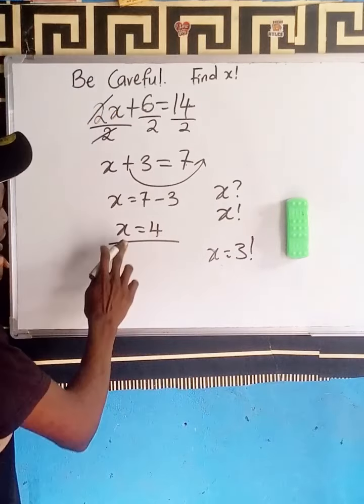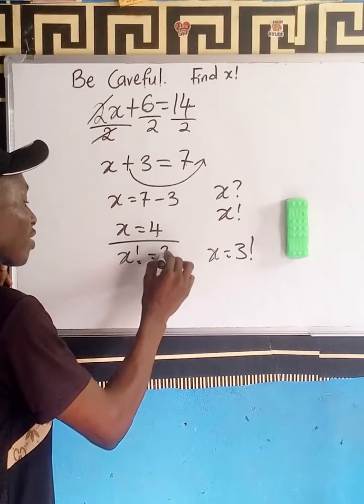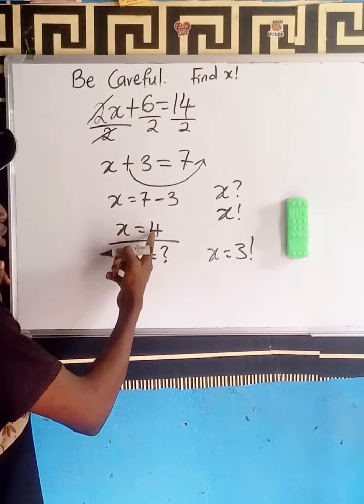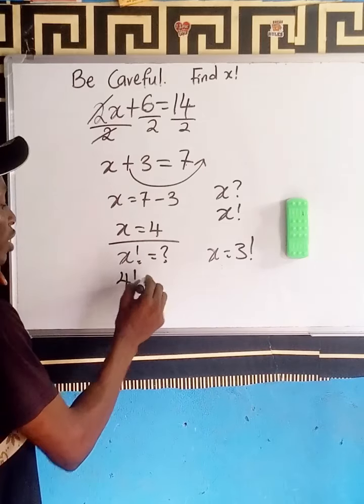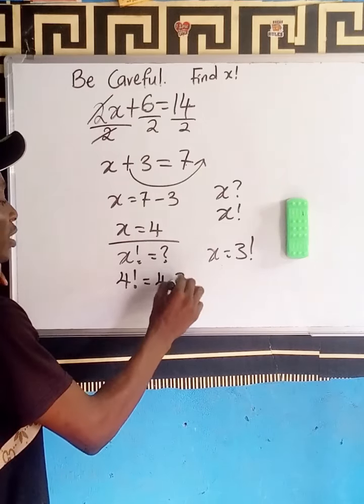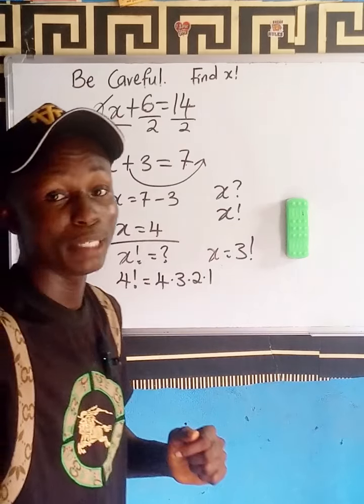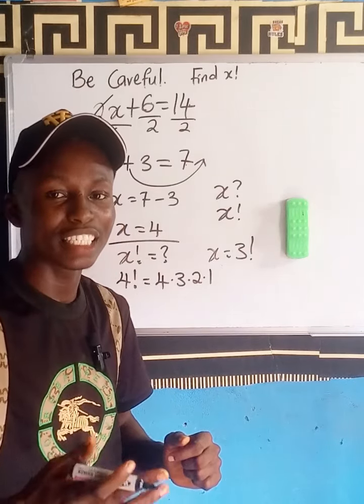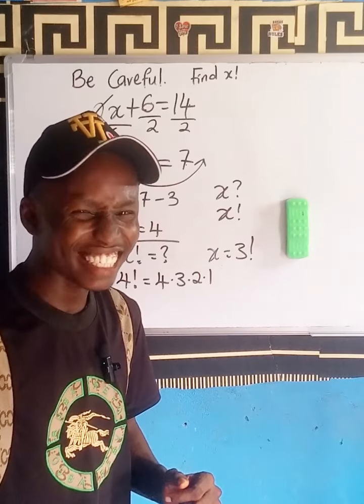So since our x here is 4, what are we going to do so that we can find x factorial? In place of your x, just put 4. So what is 4 factorial? 4 factorial simply means 4 times 3 times 2 times 1, because I said earlier that factorial simply means the product of positive integers from that particular number down to 1. Is it not interesting?